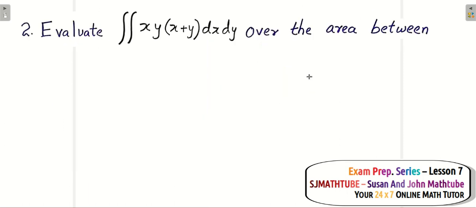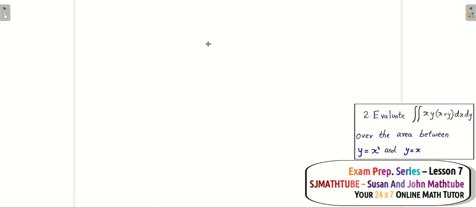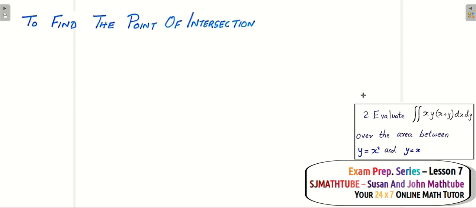Okay, so evaluate the double integral of xy times x plus y over the area between y equal to x square and y equal to x. So I'll keep the question over here, and the first thing to do is you have to find the point of intersection. Remember, whenever they give you two distinct curves, the first thing you do is you find the point of intersection so that you can have the rough figure with points of intersection.